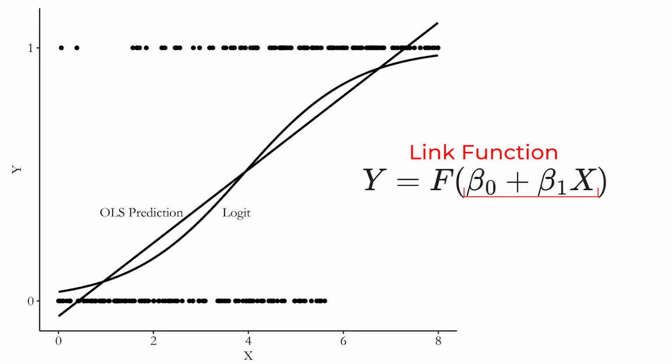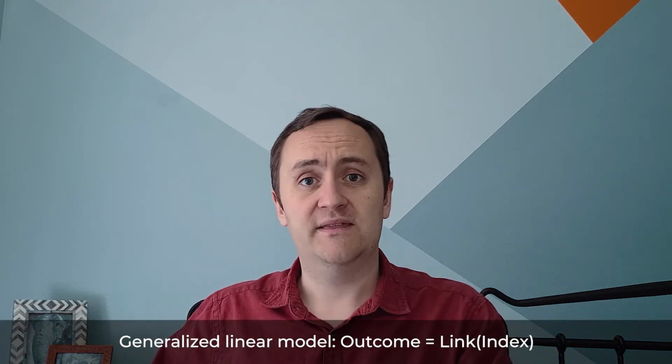And in fact, that is exactly what it is. That's called the index function, that inside part. Beta 0 plus beta 1 times x is the index function. Now, the only difference between ordinary least squares and generalized linear models is that we take that index function, we run it through what's called a link function, and that's the f right there.